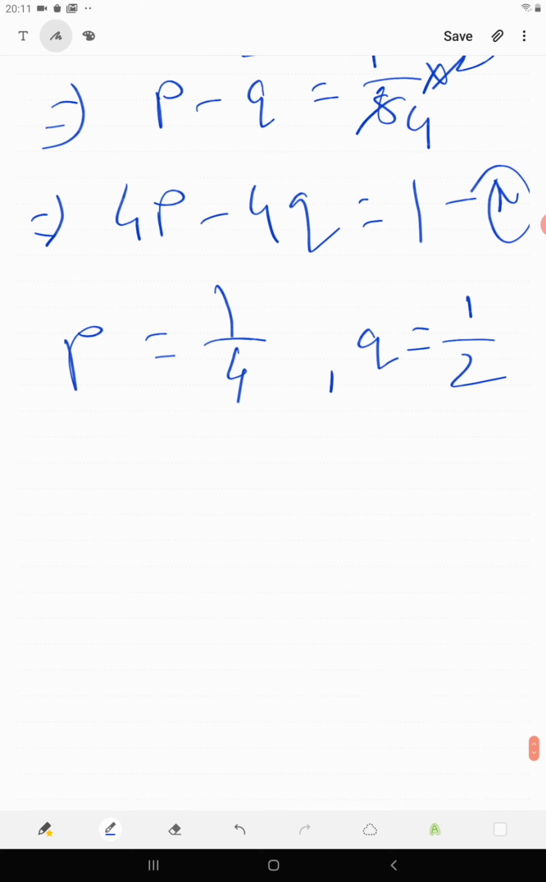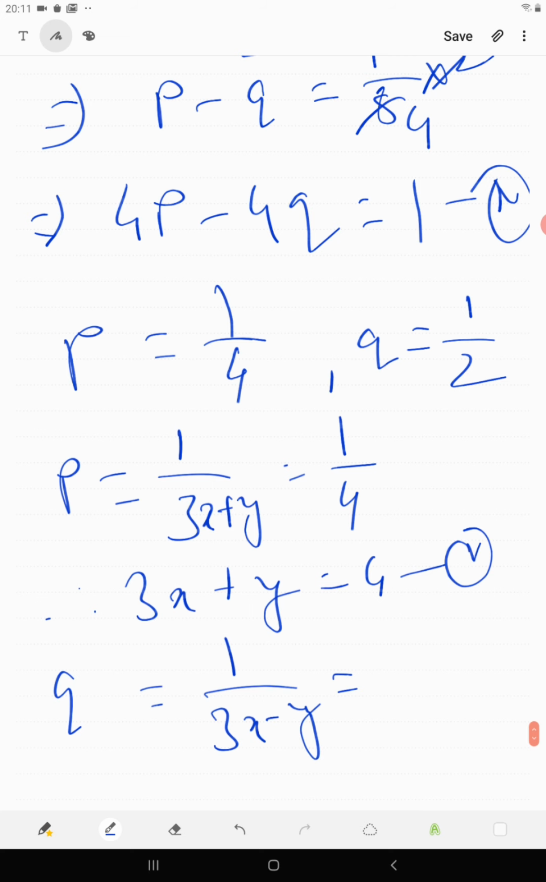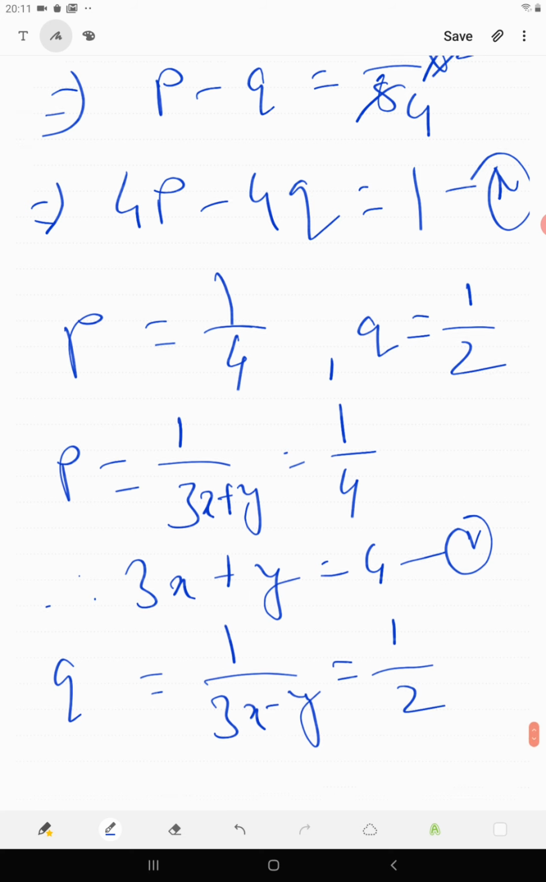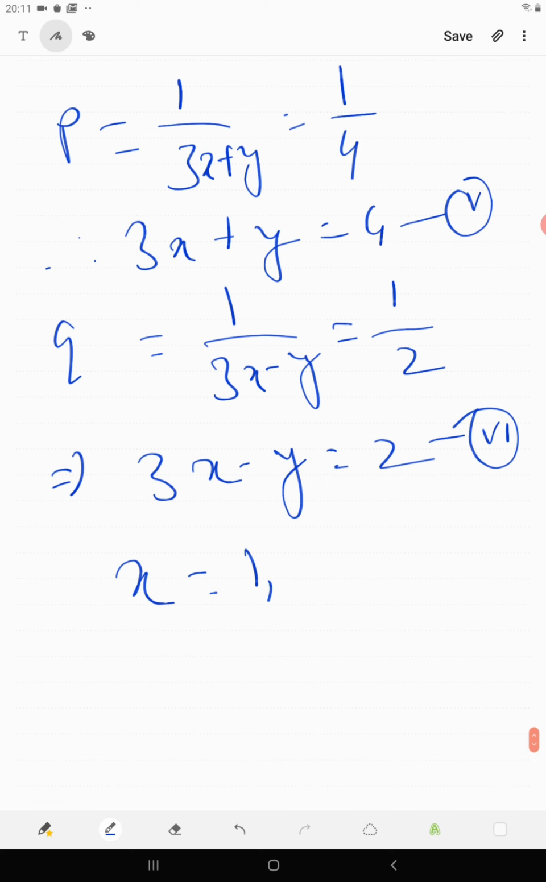So now p is 1 by 3x plus y, right? P equals 1 by 3x plus y, which equals 1 by 4. This similarizes to 3x plus y equals 4. This is our equation 5, suppose. Similarly, q equals 1 by 3x minus y. And this one, how much we got? 1 by 2. So this similarizes to 3x minus y equals 2. Now solve 5 and 6, and we will get x equals 1 and y equals 1. Answer.